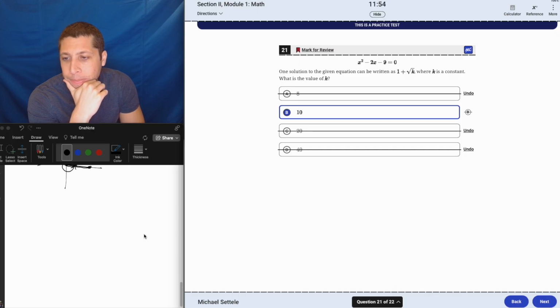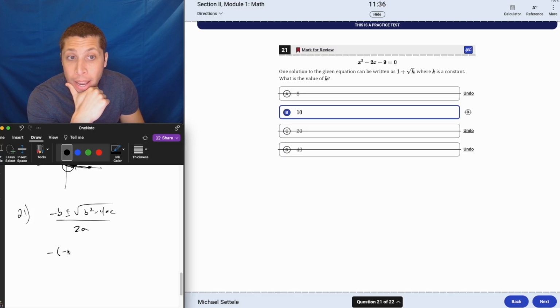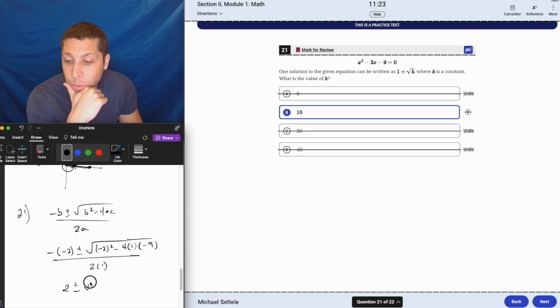But okay, let's do this. All right, look how much time I have. This is crazy. I'm going very, very leisurely through everything here. If I were doing the quadratic formula, negative b plus or minus the square root of b squared minus 4ac all over 2a, so negative 2 plus or minus the square root of negative 2 squared minus 4ac all over 2a. So 2 plus or minus the square root of 4 plus 36 over 2.